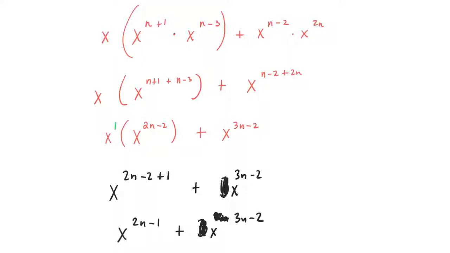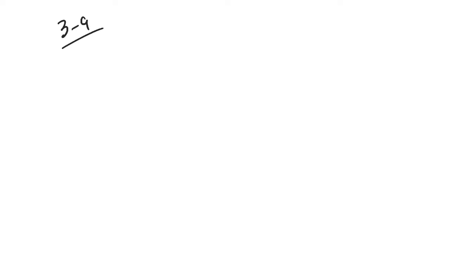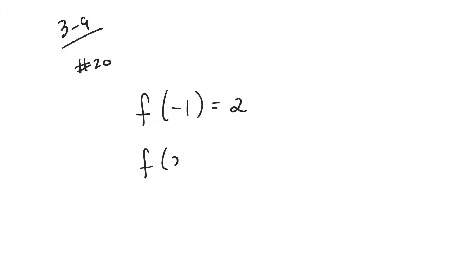Yeah? I have a question about another problem. Yeah, go for it. So on 3.9, number 20. Do you have it in front of you by any chance? Yeah. What do you got? You have to create the function, so it's f of minus 1 equals 2, and then f of 2 equals 2. And it says to write the function in linear form? Yeah. Okay.